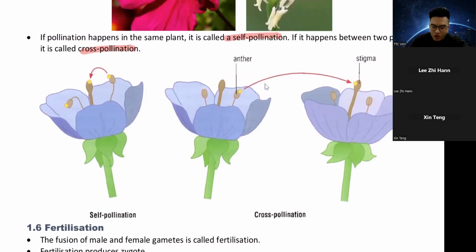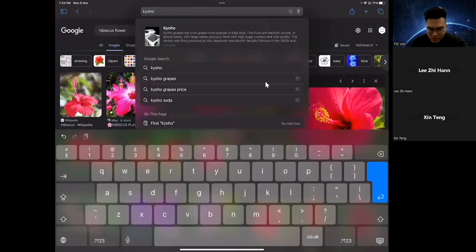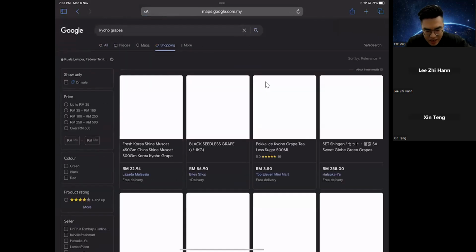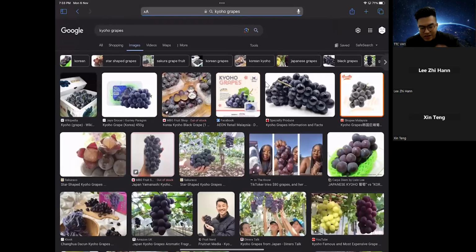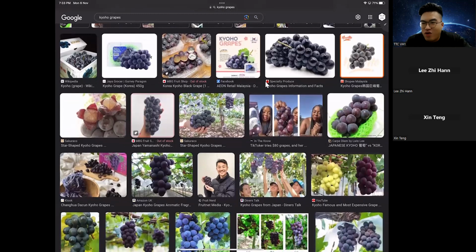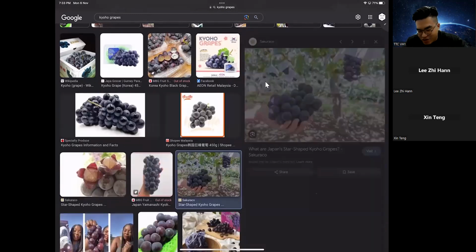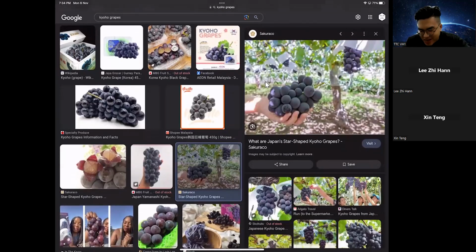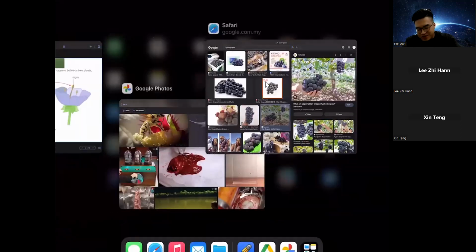Like in Japan, they have something called Kyoho grapes. Guys, have you heard of this before? You know Kyoho grapes? This thing. This is really expensive, guys. One bunch is like 300-400 ringgit, but it looks super nice. So this is from the cross-pollination one. The Japanese are very good at this. They just know how to cross them and get something people want. Okay, so this is cross-pollination.